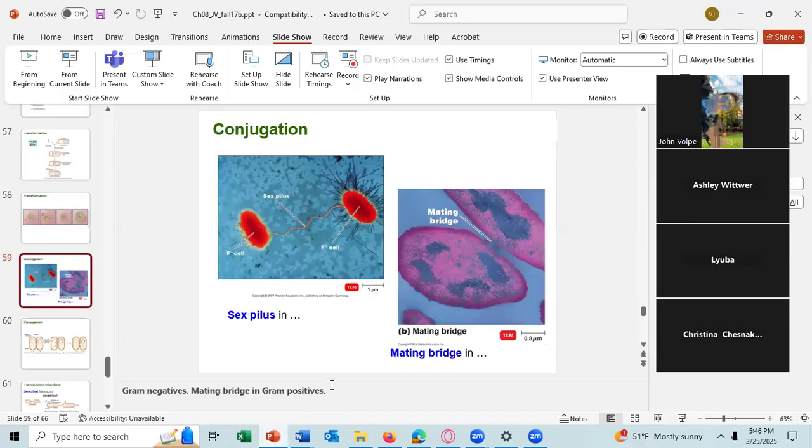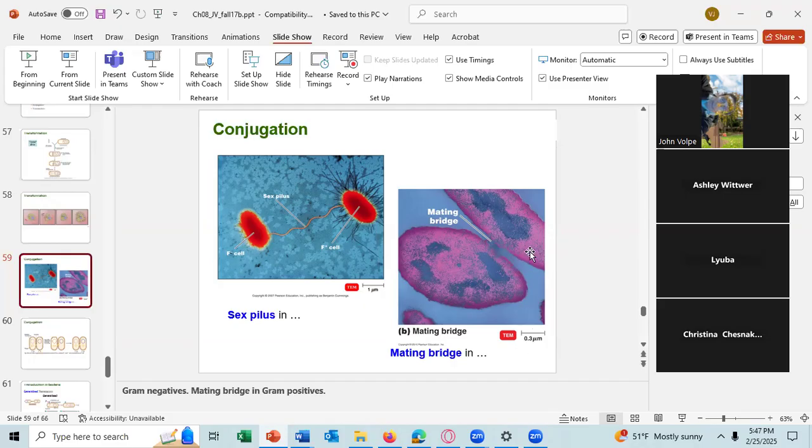All right. So there's two ways sexual conjugation can happen. That's with the sex pilus in the gram-negative cells, and then with the mating bridge in the gram-positive cells. In the mating bridge, two gram-positive cells come together. They're usually two cells of the same species. And then the cell membrane fuses. So the cell membrane doesn't go like that. It actually comes around and then like that.